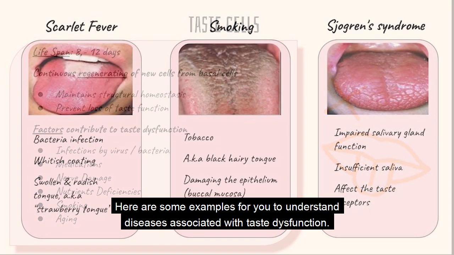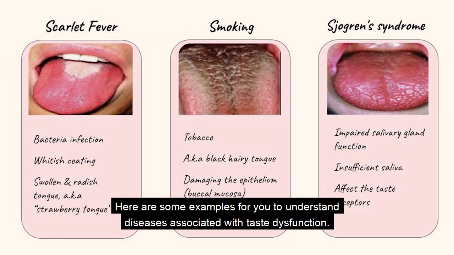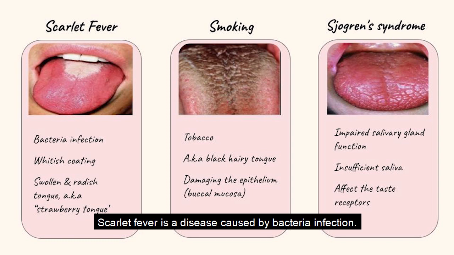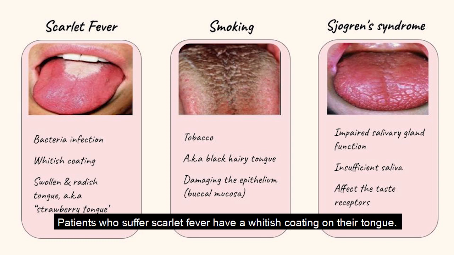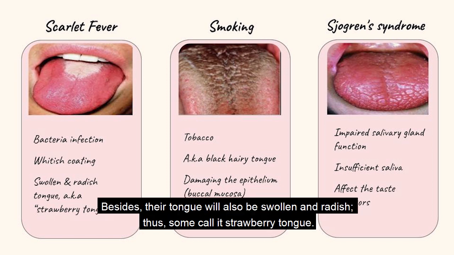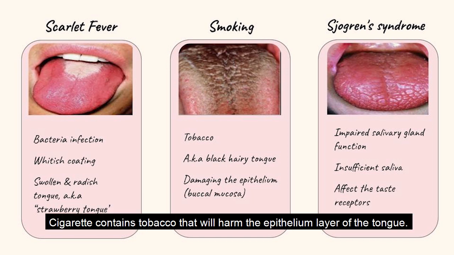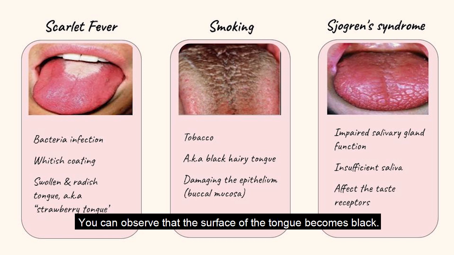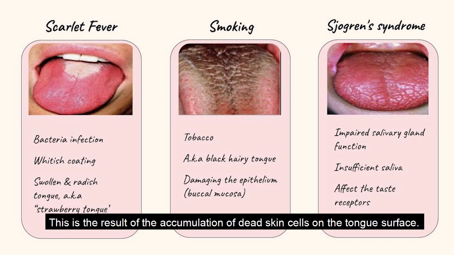Here are some examples for you to understand diseases associated with taste dysfunction. Scarlet fever is a disease caused by bacterial infection. Patients who suffer scarlet fever have a whitish coating on their tongue. Besides, their tongue will also be swollen and reddish, thus some call it strawberry tongue. On the other hand, it is smoking. Cigarette contains tobacco that will harm the epithelium layer of the tongue. You can observe that the surface of the tongue becomes black. This is the result of the accumulation of dead skin cells on the tongue surface.